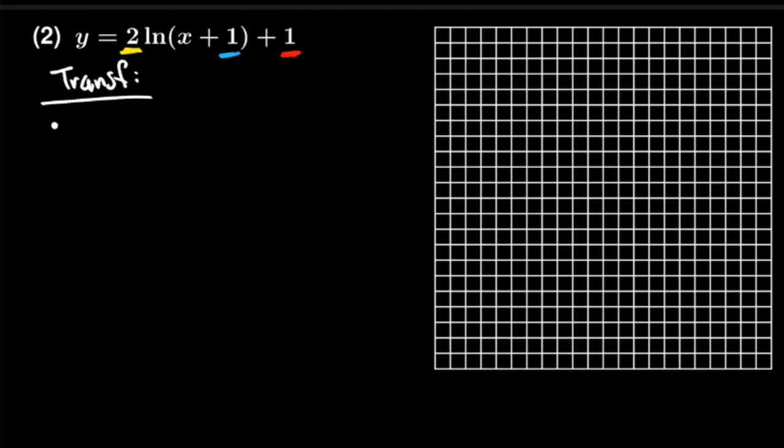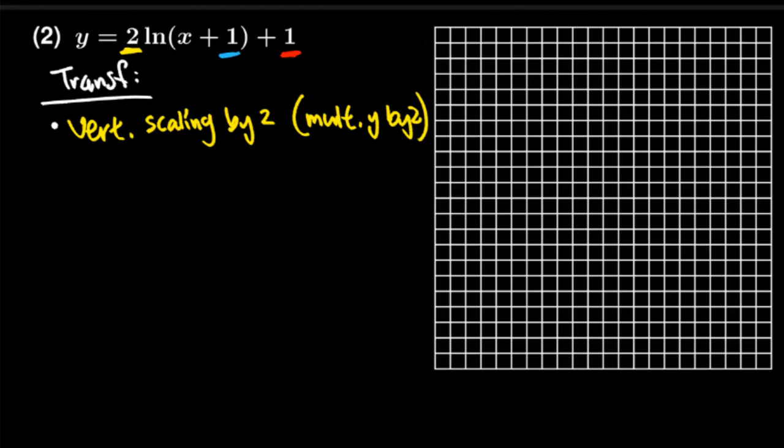Okay, so what's this yellow thing doing? This is a vertical scaling by 2. So what does this do to all the points on the graph? You multiply every single y by 2. Alright, so what's going to happen with that 1? With the 1, that's a horizontal shift 1, and then in what direction? That's actually going to be left.